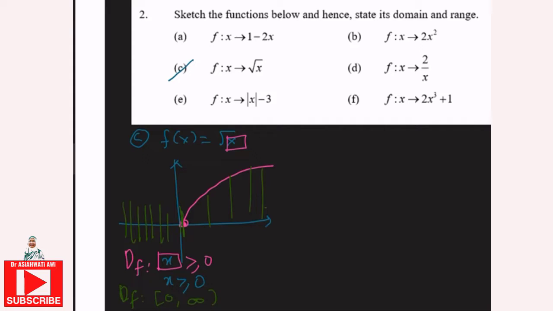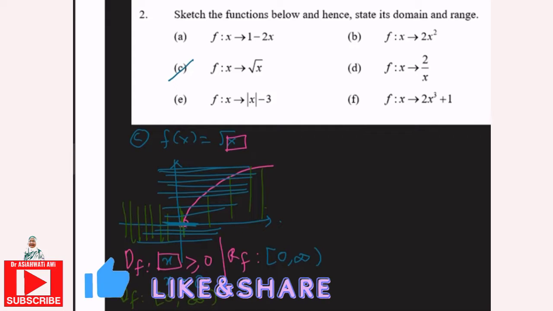And to find the range of f, check the line. No graph below this, starting from 0 onwards. So check the y-axis: from 0 to infinity. For range, we check the y value. For domain, check the x value. The answer is domain of f from 0 to infinity, range of f from 0 to infinity.